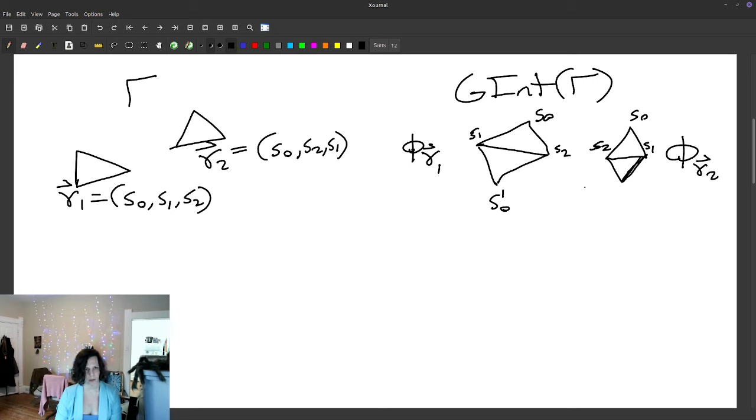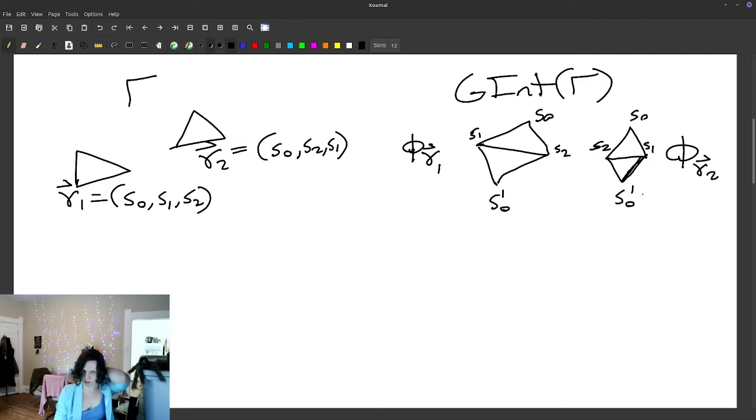So that's definitely possible. But if it's S2, S1 instead, well, it's still the same edge of the same face there. So if gamma 2 was just a reordering like this, then this should still just be S naught prime.